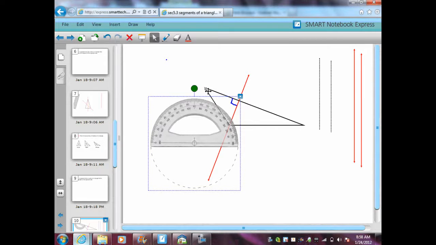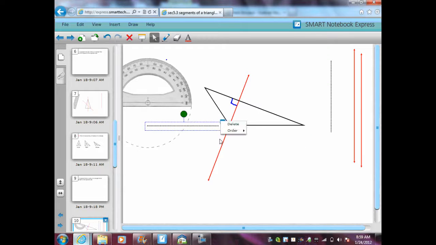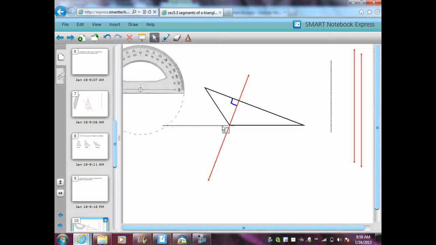So what I have to do is create a segment from this vertex and have it be perpendicular to the segment opposite that vertex. But any segment that goes inside the triangle will not be perpendicular from this vertex. So what I need to do is extend this segment outside of the triangle. I'm going to double click on this dotted line, rotate it horizontally, order it, send it to the back, and have that extend this line.